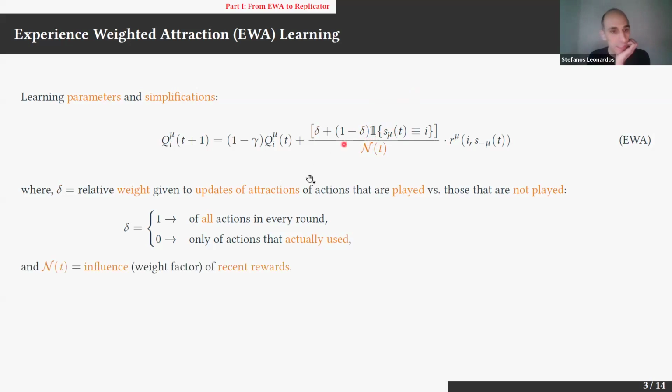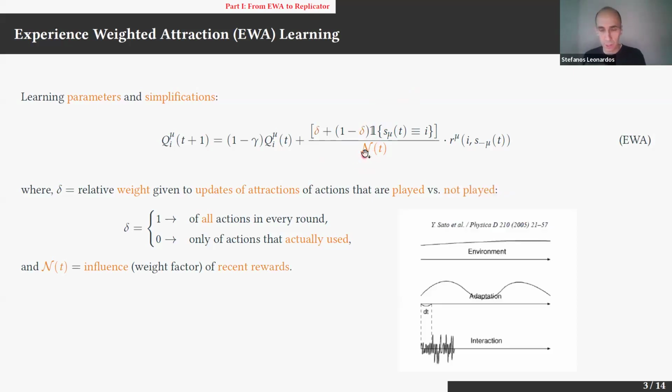The next parameter that we're going to look at here is this calligraphic N of t, which is a weight factor of recent rewards. So this can be, for instance, the number of times that we have played the game, or this can be a constant after some time. It can have very different values. And the reason now, the model that we're going to look at here, there are many special cases of interest of this dynamics, depending on what delta, on what calligraphic N you choose here, or whether you put an additional factor depending on the calligraphic N here, and the choice of gamma, etc.